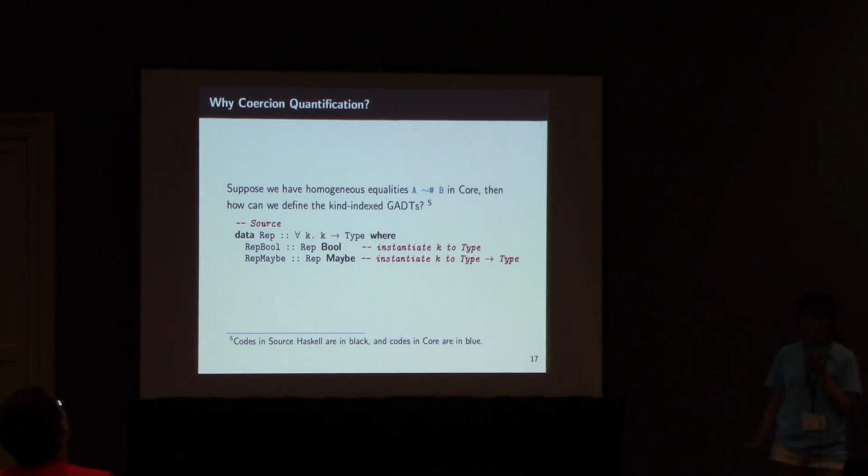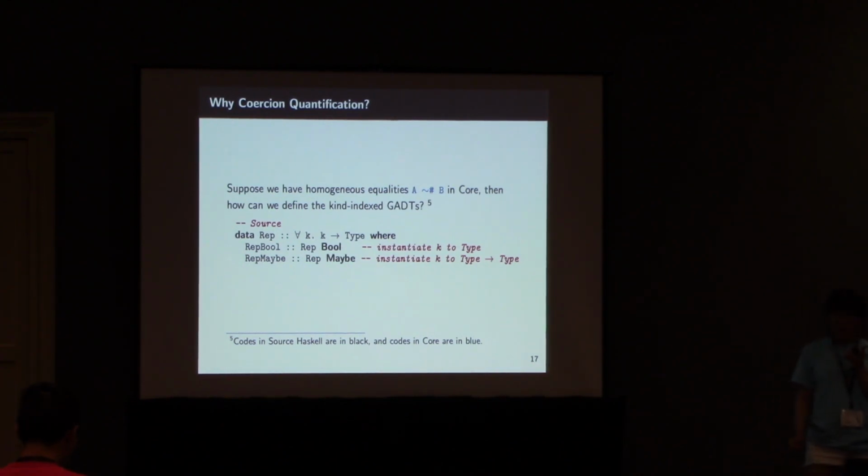And how can we define this kind-indexed GADT? Here, we want to define this data type. The interesting point about this data type is there are two data constructors, and they instantiate the kind variable k with different kinds. In the first data constructor, RepBoolean, it instantiates k to Type. And in the second one, it instantiates k to Type. So how can we represent this data constructor in Core?